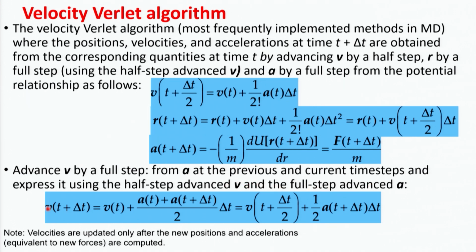So essentially now for v at full step we are using the velocity at the current step plus the acceleration at the current step and the next step. So this next step acceleration we are getting from the force, and we are using this. Okay. So essentially the velocity at the next full step is the velocity at half step plus half of the acceleration at the next step. Okay. So in this case velocity is updated only after the new position and acceleration, equivalent to new forces, are computed. Okay. So this is the most used method for numerical solution of the Newtonian equation of motion.